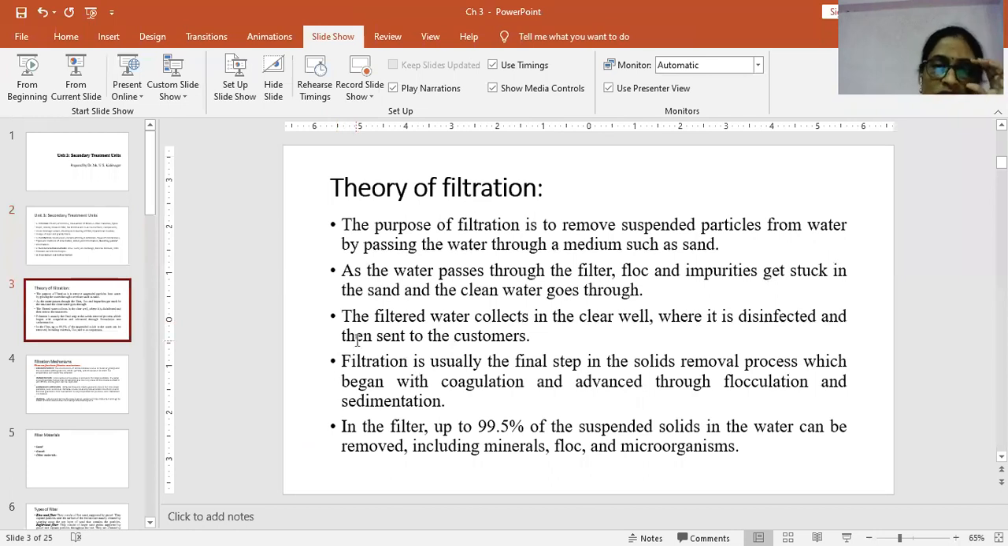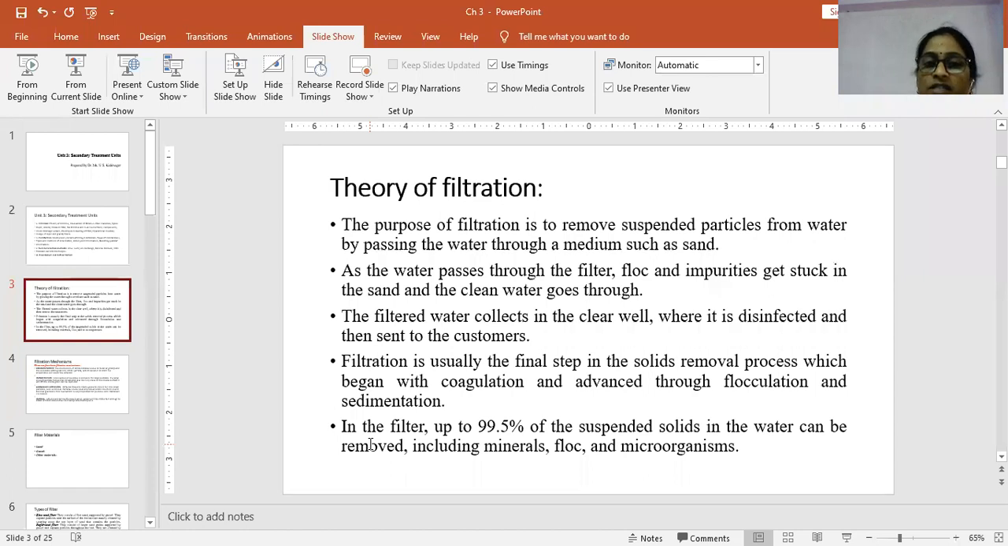So what is the theory of filtration? I will read this slide and then I will explain the theory of filtration. The purpose of filtration is to remove the suspended particles from water by passing the water through a medium such as sand. In the last lecture, I told you those particles which are able to settle in a plain sedimentation tank, the discrete particles, will be settled out in a plain sedimentation tank.